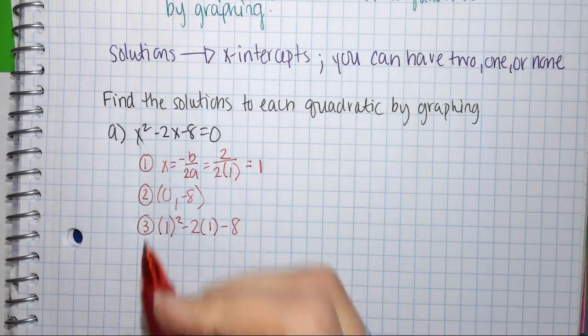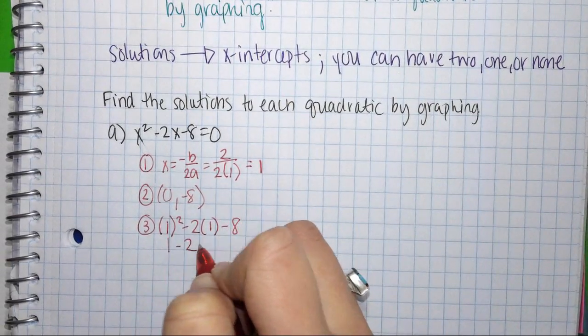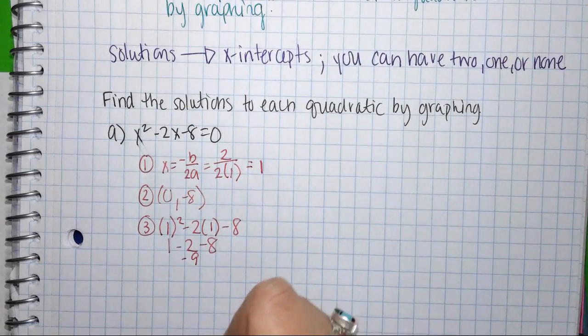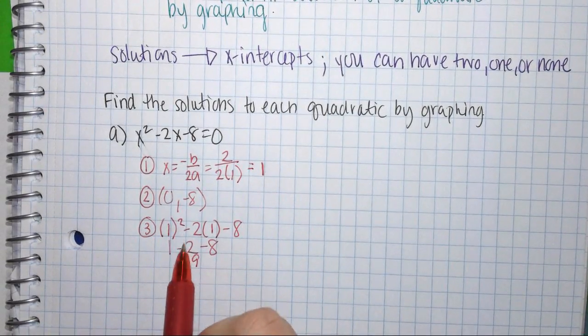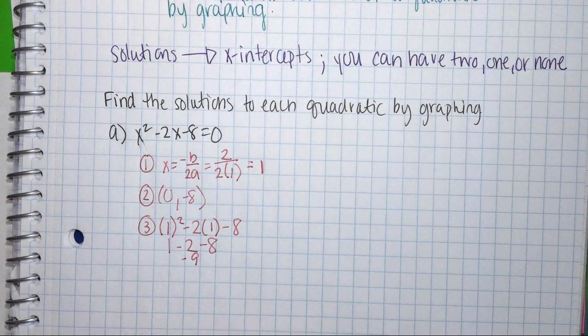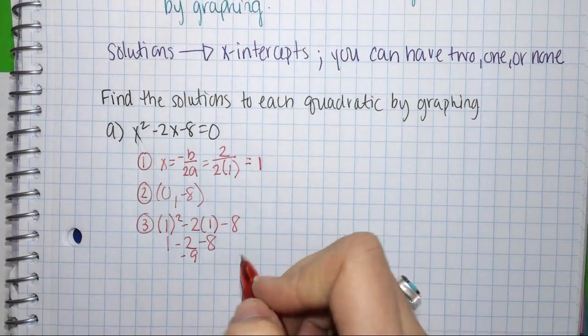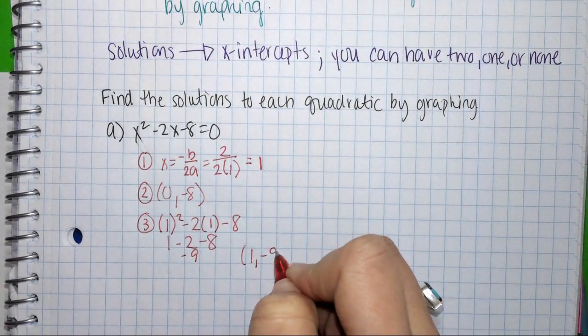What's 1 squared? 2 times 1. Everybody see how I got that? Negative 9. Yes. Negative 9. It's not 5. 1 minus 2 is negative 1. Negative 1 minus 8 is negative 9. Now, what does this give me? What is this negative 9? That's part of it. What's the other part? 1. So how do I write my coordinate? (1, negative 9).